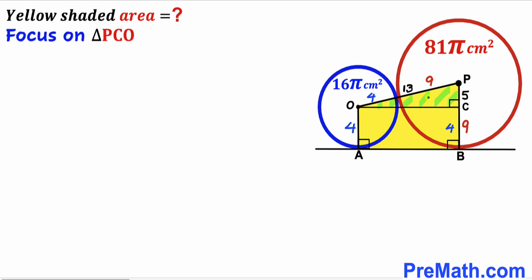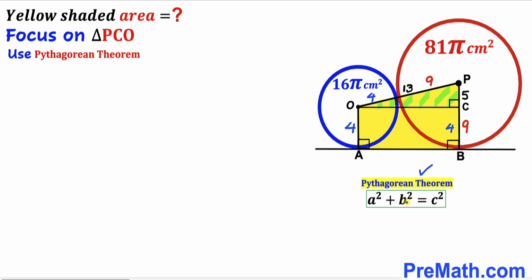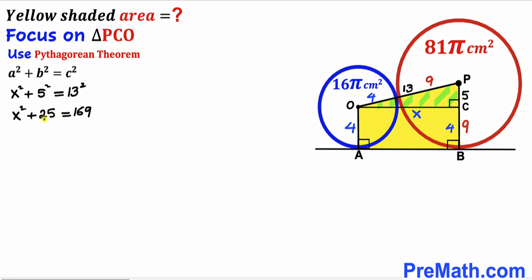And now let's focus on this right triangle PCO. And we are going to use the Pythagorean theorem on this triangle. And here's our Pythagorean theorem: a square plus b square equals c square. And we can see our hypotenuse is 13, and one of the legs is 5. I'm going to label this other leg OC as x. Let's go ahead and fill in the blanks in this Pythagorean formula. So we got x square plus 5 square equals 13 square. So we end up with x square plus 25 equals 169.